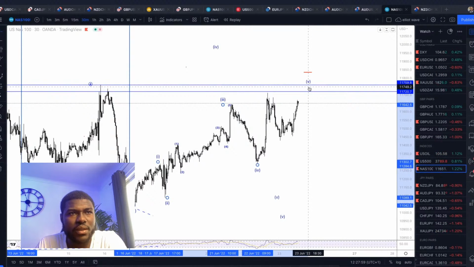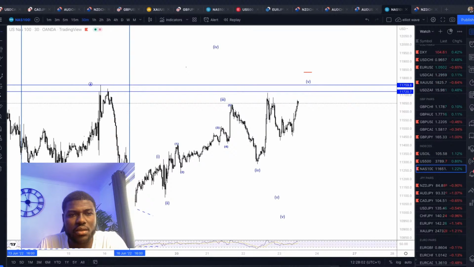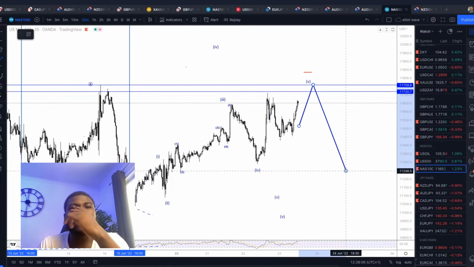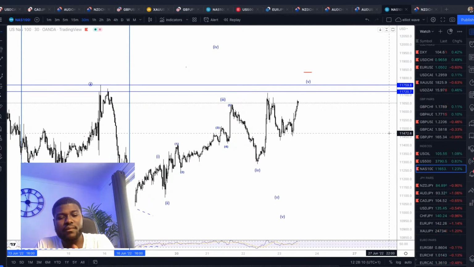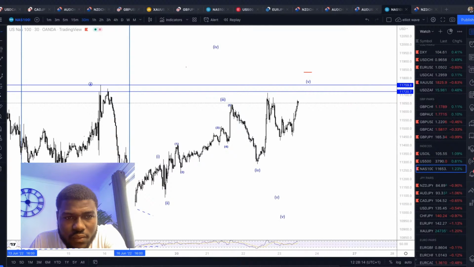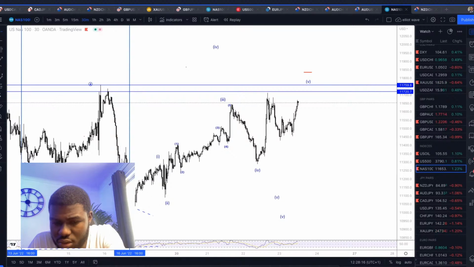So that's what I'm anticipating. Anticipating market to get into that region, and there may be a bit of retracement before market now starts pulling to the upside. Nasdaq, that's that for Nasdaq, guys. So any other pair you want us to check out?